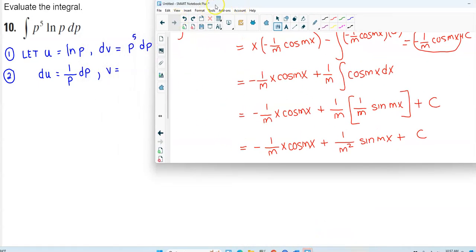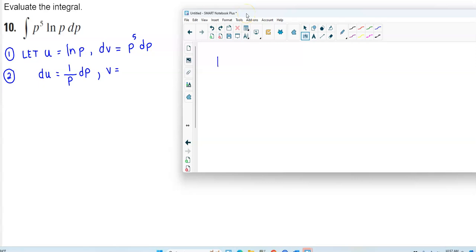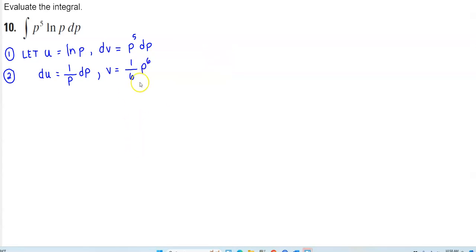So p to the fifth, to find the antiderivative is p to the 5 plus 1 over 5 plus 1. So we have p to the sixth over 6, which is the same thing as the reciprocal of 1 over 6, p to the sixth. So we end up getting 1 over 6 p to the sixth as the antiderivative there.